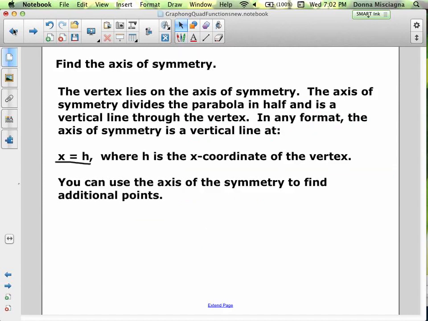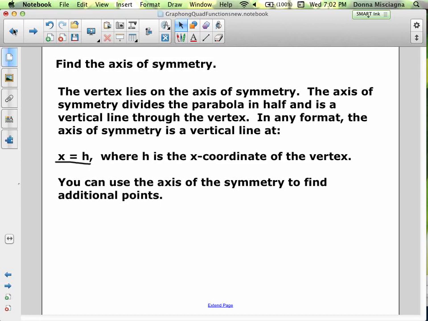All right, so the vertex lies on the axis of symmetry. The axis of symmetry divides the parabola in half and is a vertical line through the vertex. You should have this in your notes. In any format, the axis of symmetry is a vertical line at x equals h. We talked about that when we looked at the vertex form, where h is the x-coordinate of the vertex. So your axis of symmetry goes right through the vertex and divides it in half.